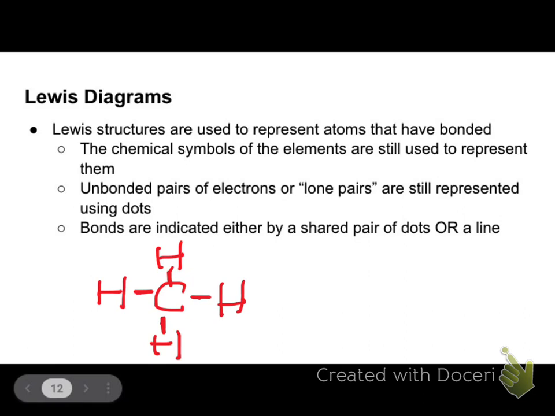So each bond represents a shared pair of electrons, which means it's 2 electrons and they can be shared by both atoms. So hydrogen can be considered to be having 2 electrons right now, and carbon can be considered to be having 8 because it's sharing 2 with each of the surrounding atoms.